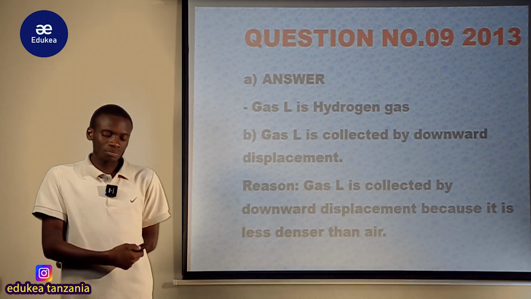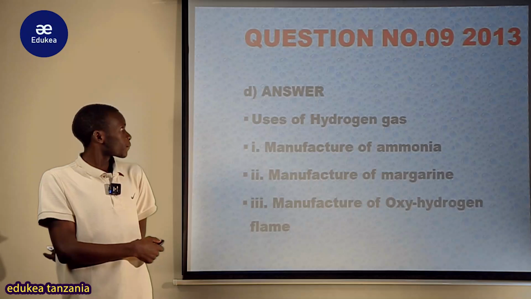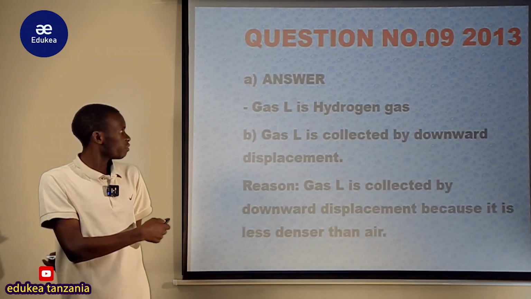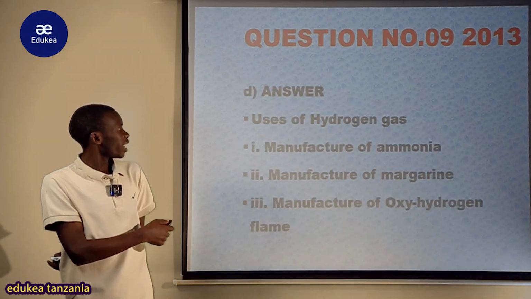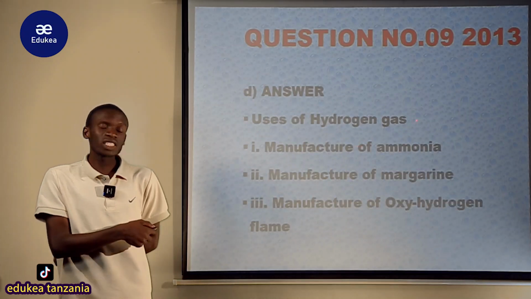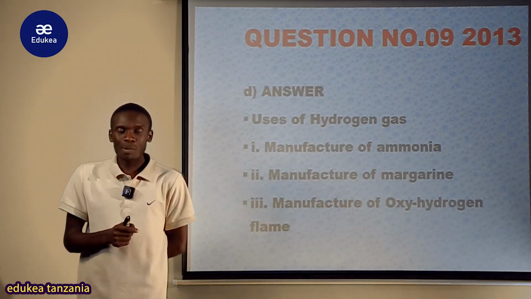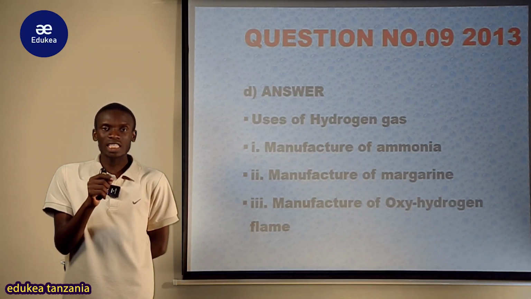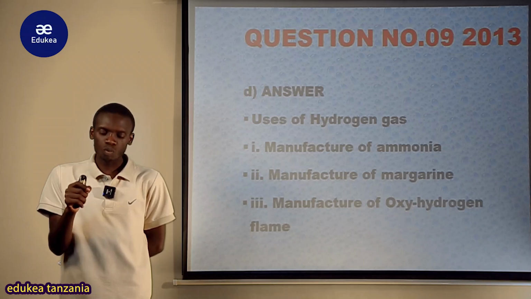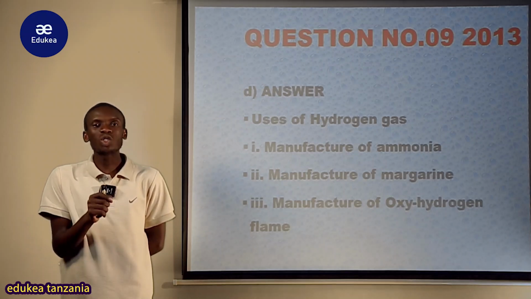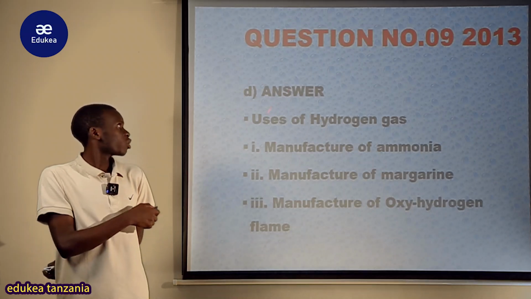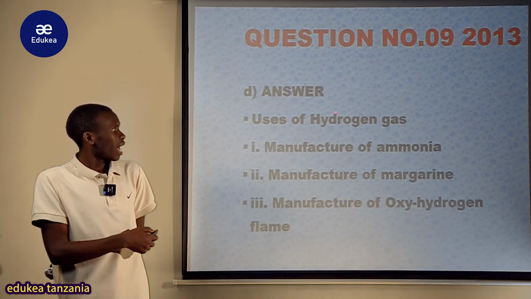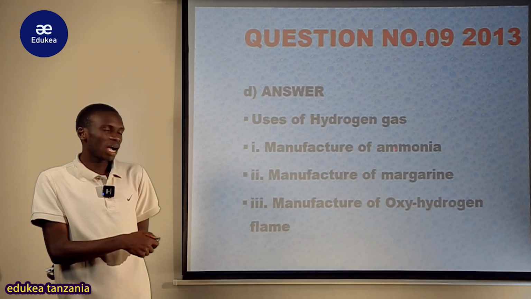And after then, a student was required to give the uses of gas L. Ambapo gas L tumesema kwamba ni hydrogen gas. Mwanafunzi atakiwa atoe uses of hydrogen gas. We say hydrogen gas first is used to manufacture ammonia.